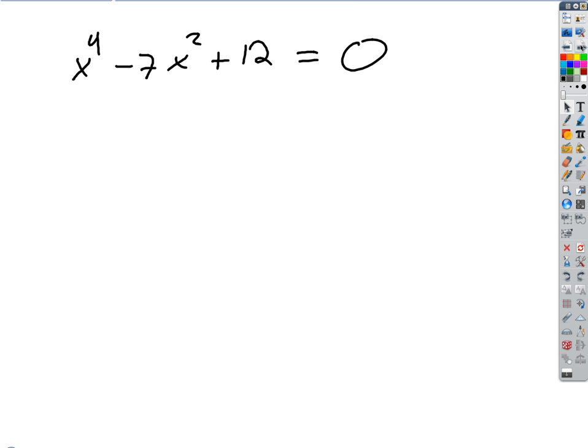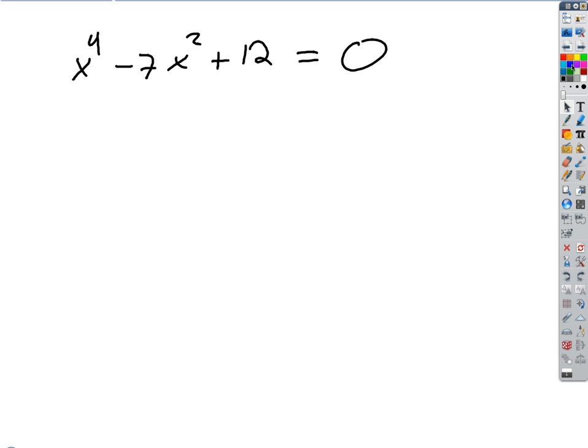So what's our strategy? Quadratic form. Okay, so can we write this as a times something squared plus b times something to the 1 plus c, in this case equals 0. What's a? 1. What's b? -7. What's c? 12. Okay, what's the something? The x squared. X squared, exactly.